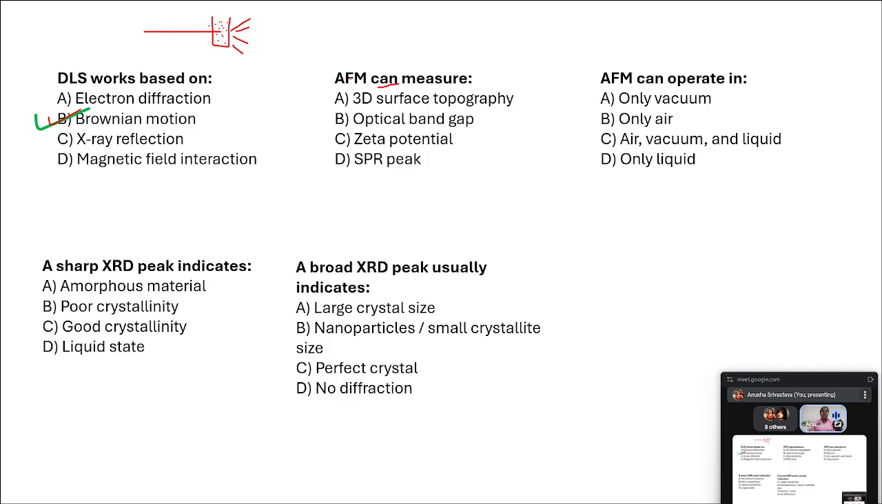So, now the options can simply be eliminated in one go. Obviously, all these three won't fit. It talks about the 3D surface topography. And one important feature that we highlighted in atomic force microscopy was how it was better than SEM and TEM. It gives information about 3D surface topography, but it doesn't require any additional coating.